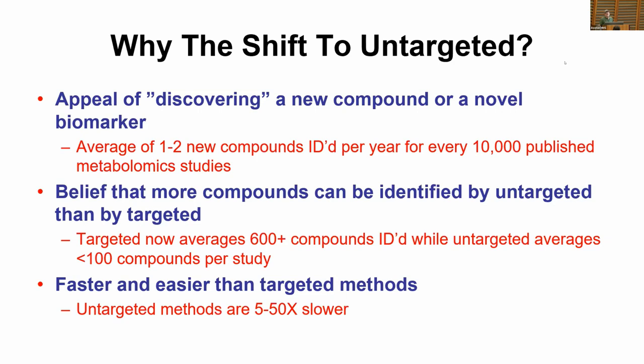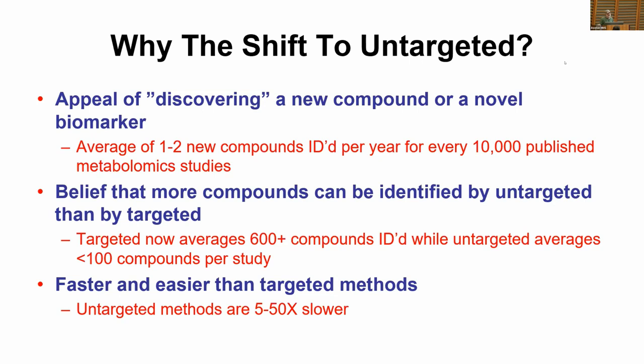On average, if you look at the untargeted papers and evaluate what they've described and published, most targeted studies get fewer than 100 compounds. There are some labs that can go more than that, but the rule is it's typically less than 100. There's also the presumption that untargeted metabolomics is generally faster and easier than targeted metabolomics.